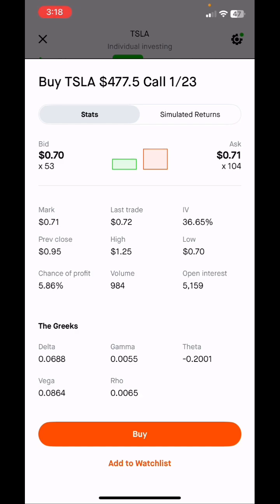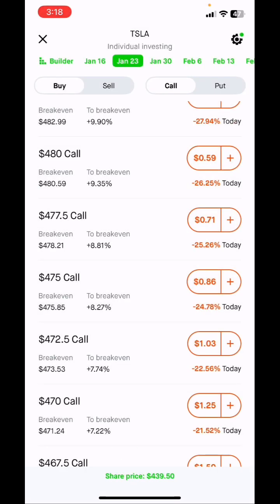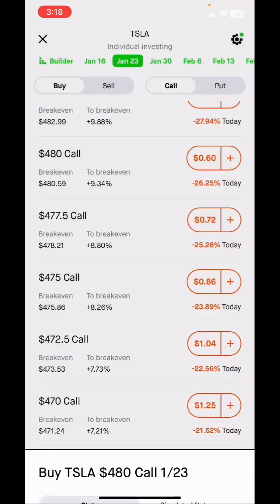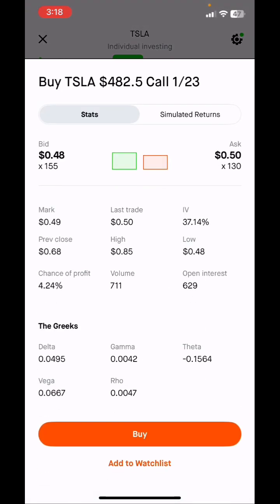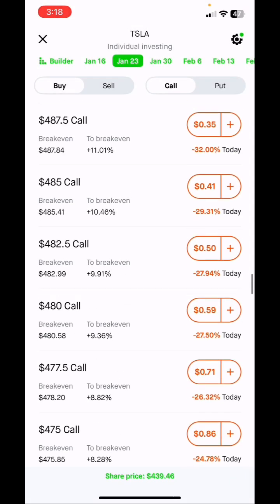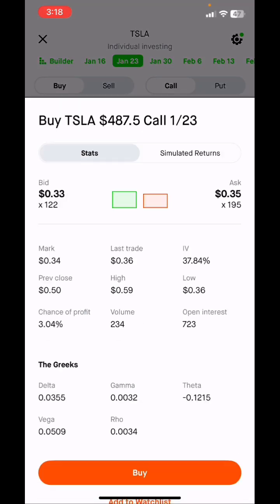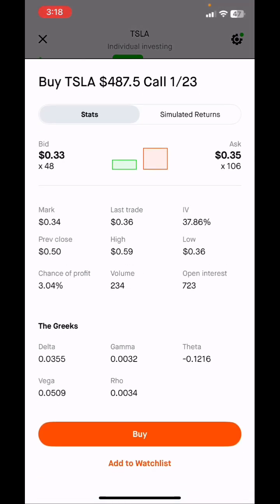Let's look at the 71 cents. Volume 984, open interest 3,400. Let's see, 50 cents. See the volume kind of smaller, 711, open interest 629. Look at that volume on this 35 cent, 234, and then open interest 723.